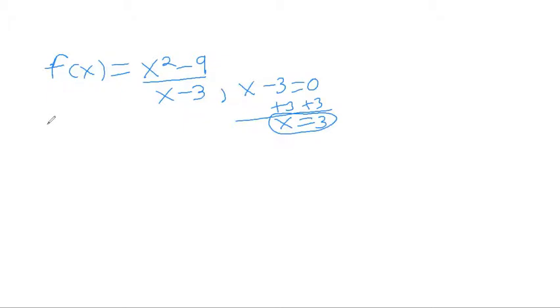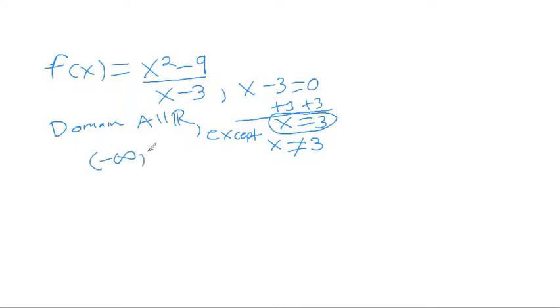So the domain is all real numbers except x cannot equal 3. So again, the domain is all real numbers except x cannot equal 3. Or in interval notation, it would be negative infinity to 3 union 3 to infinity, where 3 is not included.